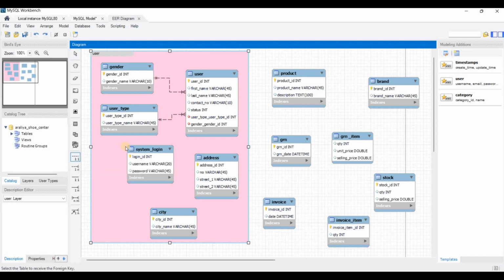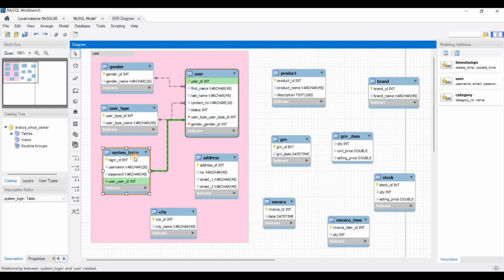Now I have to decide what I select first to draw this relationship. When we get the system login, only particular users are allowed to use the system login. So first we have to select this, because we can't select the user first, because not every user can use the system login. Only some selected users can use this system login. So first we have to select system login. Then we can foreign the user ID into the system login table. So here's the relationship for the system login and the user table.